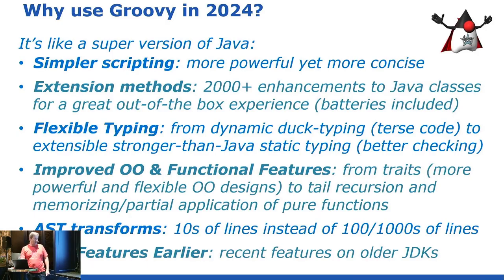There's another powerful thing called AST transforms. I may have thrown in one slide on that. I can't remember if I put it in this deck or the later deck. And also, if you're seeing all these new features coming out in JDK 21, 22, 23, and you think, oh, I wish we had those, but we're stuck on Java 8 or Java 11 or whatever, Groovy will probably give you all of those features on earlier JDKs if you want.